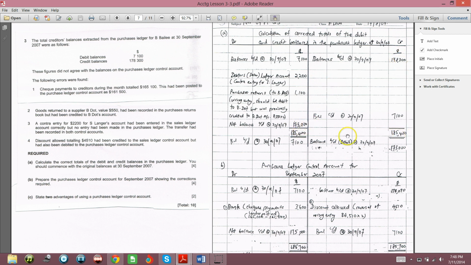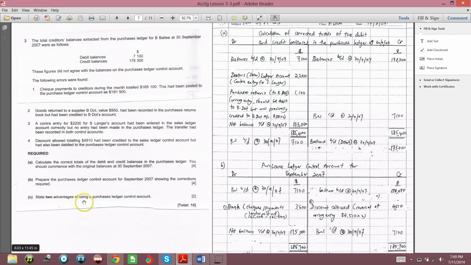So this one plus this one is 185. Then 185 minus this, I get 175,000. So this is the corrected figure. The correct totals of the debit and credit of the purchases ledger will also be the corrected totals of the debit and credit of the purchases ledger control account. So both must get the same figure. So here I fill up this one, I copy back the same figure over here. So the beginning balance will also be 71. I presume it will be the same. So this will be the balancing figure. That means you total up this side first, put the same number, minus this, you will get this one.